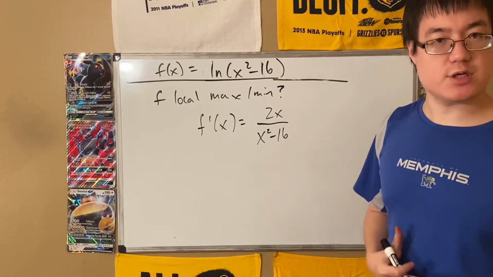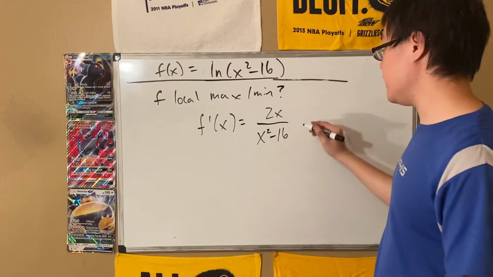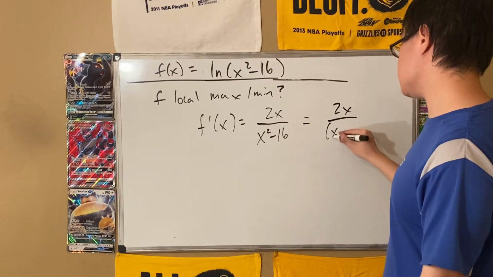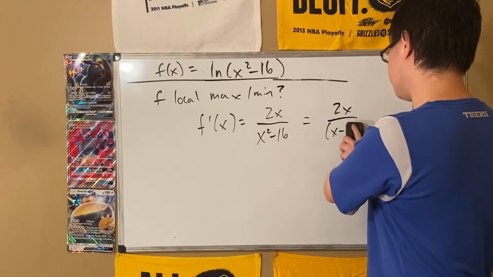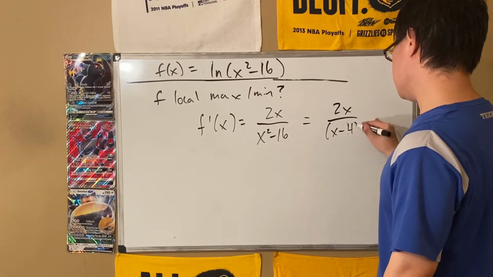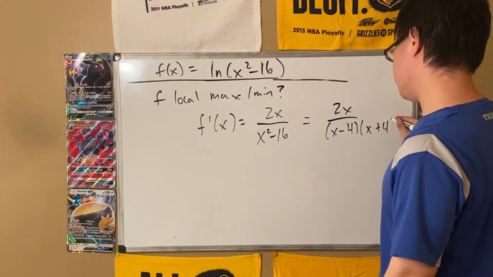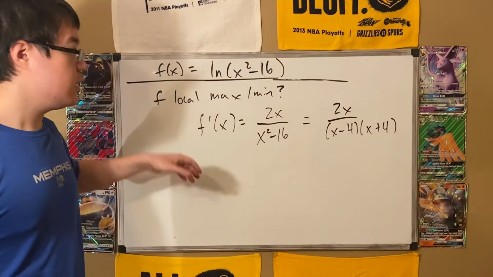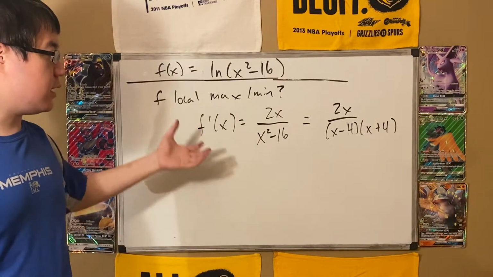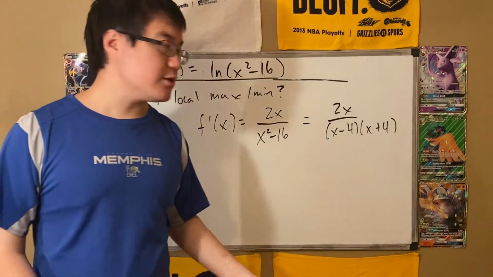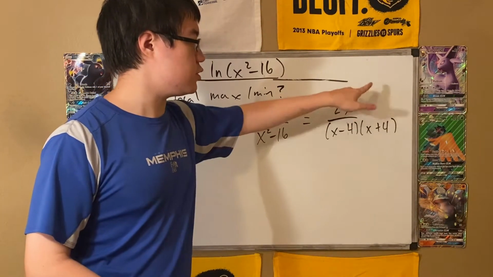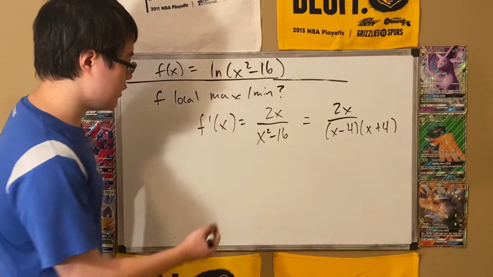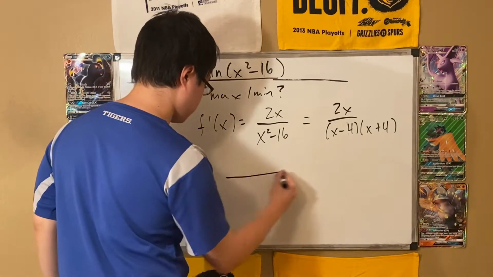Then we're going to draw a sign chart, but in order to draw a sign chart, you need to factor it as much as possible. So I'm going to change this to 2x over x minus 4, x plus 4. So we're good to go. Then don't get intimidated by fractions. When you're drawing sign charts of fractions, it's just the same thing. You just count the zeros. You do end behavior just like normal, zero behavior just like normal. So let's try to do that right now.